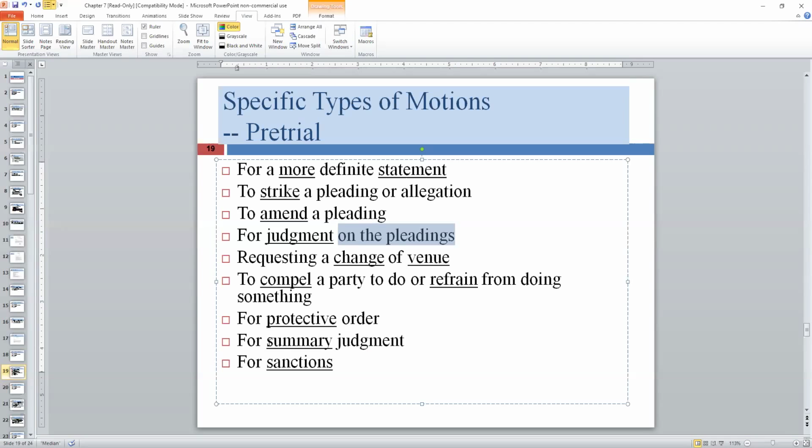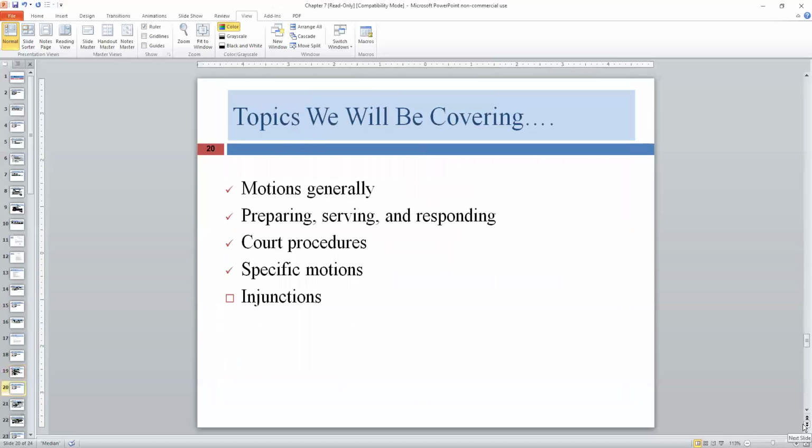So then you might file a motion for partial summary judgment. Then the last motion on this list, again, this is not an exhaustive list at all, is for sanctions, a Rule 11 motion. And this could be filed really at any point in the process, from when you first get that complaint all the way up to post-judgment matters. So those are some examples of specific motions.